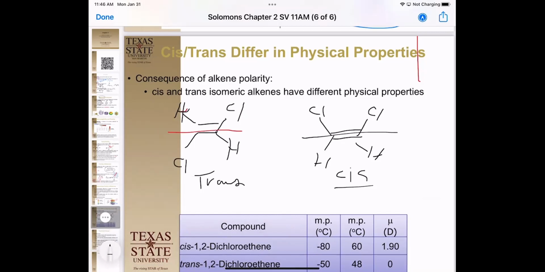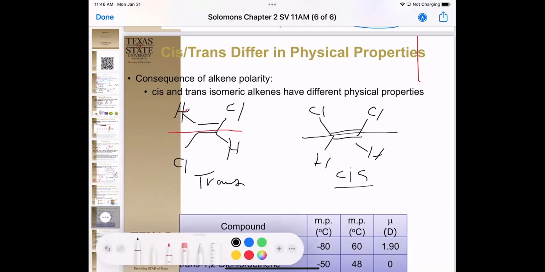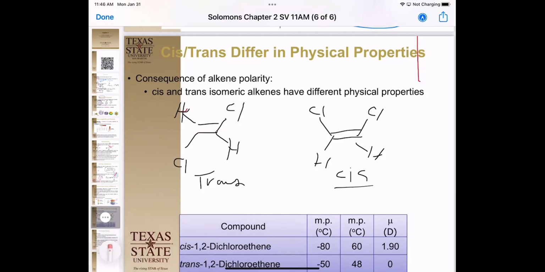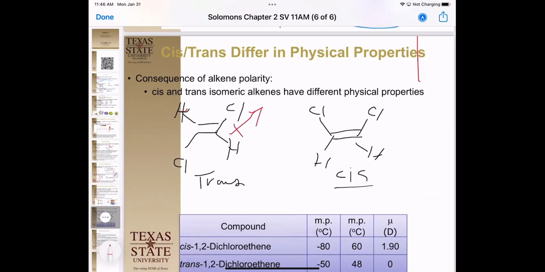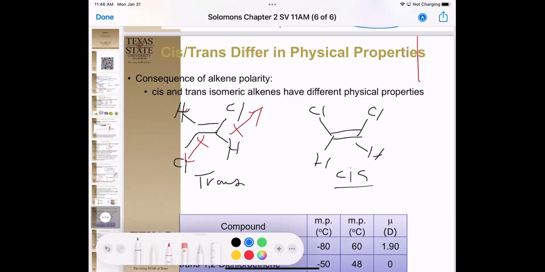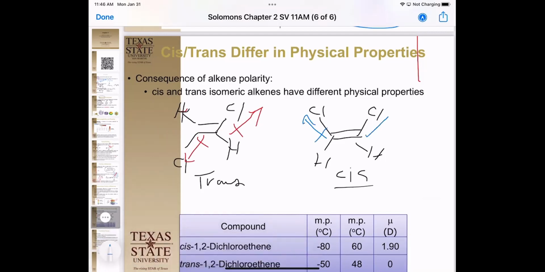Well, let's go to bond polarity now. Where are our polar bonds? If we look at our polar bonds here, the carbon-hydrogen bonds aren't polar, but the carbon-chlorines are. Chlorine is more electronegative than carbon, so our carbon is going to be on the positive side of that bond. So let's do that over here. The chlorine and the chlorine again are going to be on the arrow side of those.